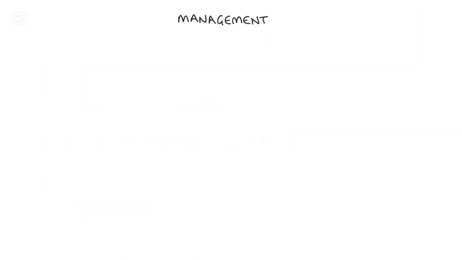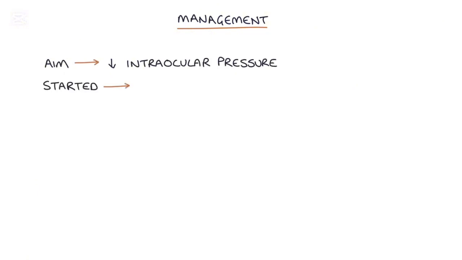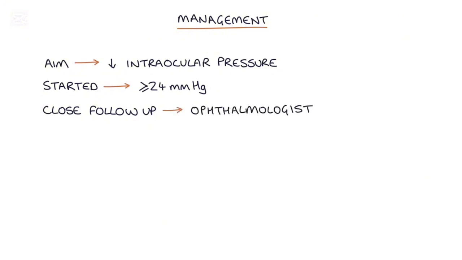So how do we manage open-angle glaucoma? Management of glaucoma aims to reduce the intraocular pressure. Treatment is usually started at an intraocular pressure of 24 millimeters of mercury or above. Patients should be closely followed up to assess the response to treatment, and treatment will be guided by an ophthalmologist.